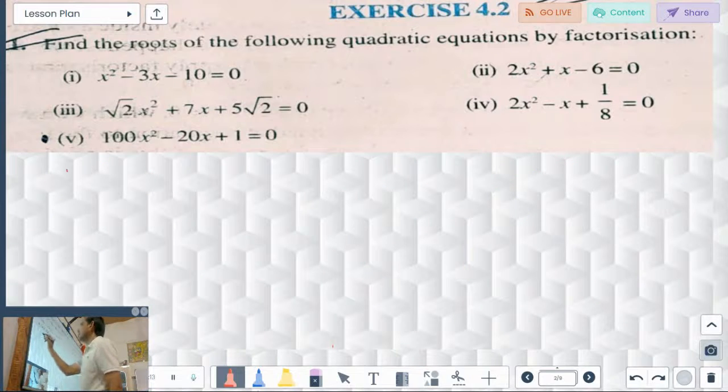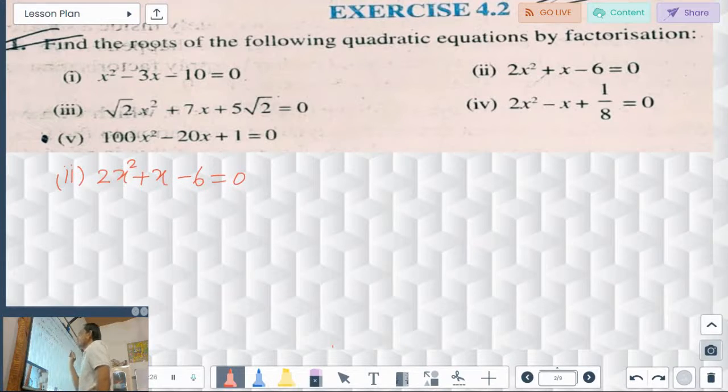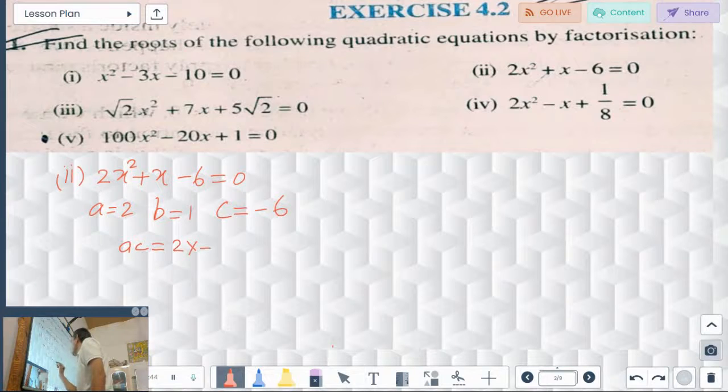Okay, the second question is 2x square plus x minus 6 equal to 0. Now compare with the standard equation. a equal to 2, b equal to 1 and c equal to minus 6. Now ac equal to 2 into minus 6 equal to minus 12, and b equal to 1.